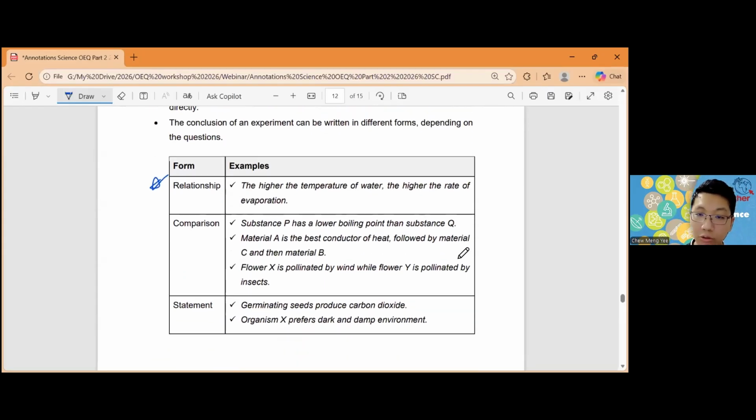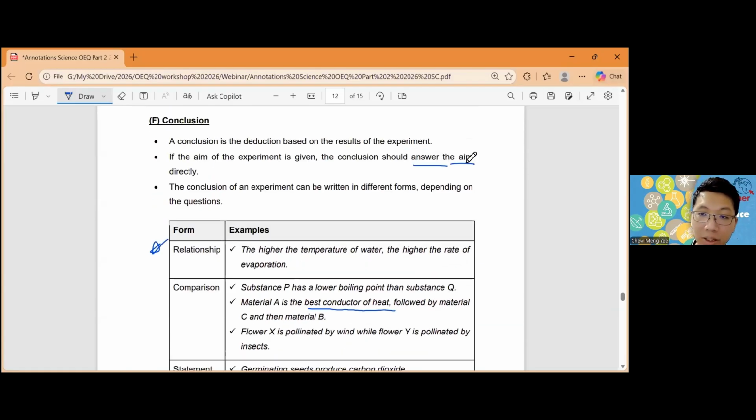I can also write a conclusion in the form of a comparison. Let's say I compare their thermal conductivity, whether material A is the better conductor, or material B or C is the better or best conductor. So it can be a comparison depending on what your experiment is about. What are you doing your experiment for? So the conclusion must answer the aim. If they tell you what the aim is, then your conclusion must answer your aim.